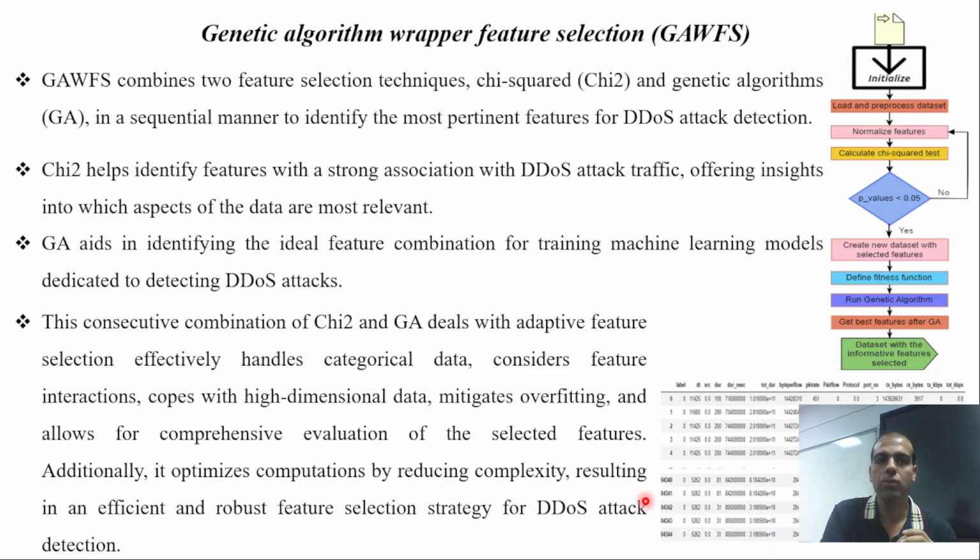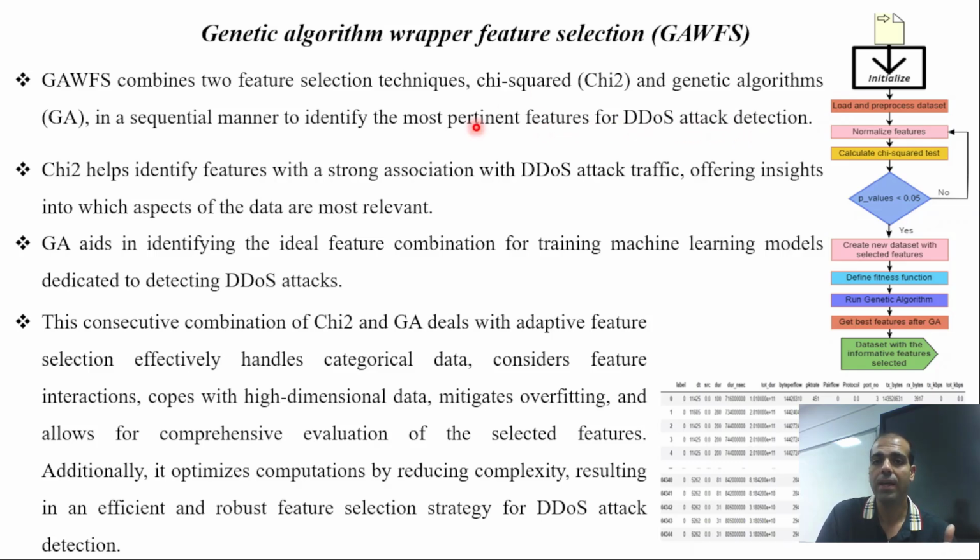So now let us talk about our first objective, which is to propose a novel feature selection method called genetic algorithm wrapper feature selection. This proposal consists of two algorithms, chi-square and genetic algorithm, which are applied sequentially to identify the most pertinent features for DDoS attack detection.